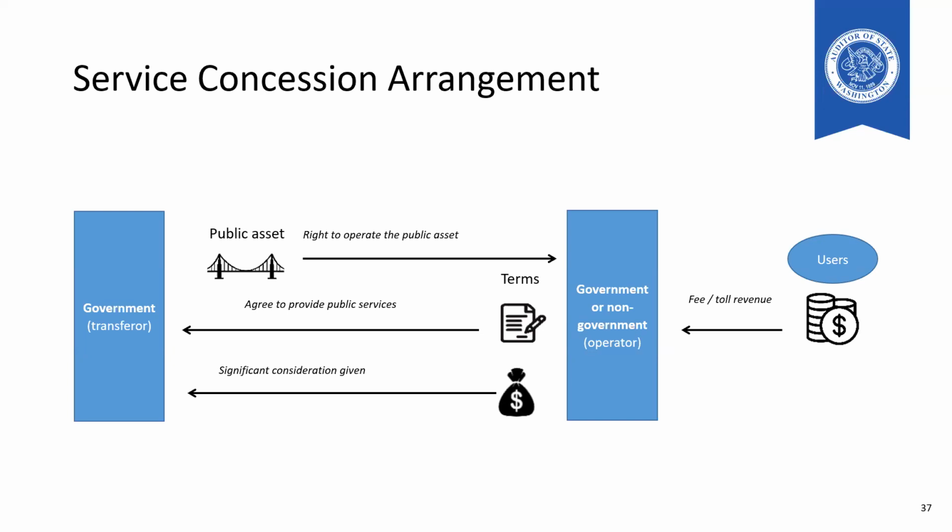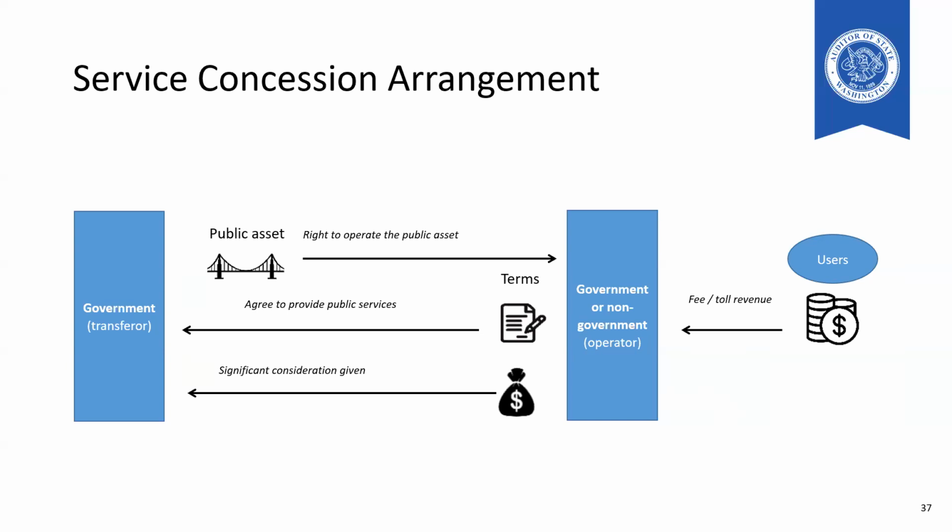An example of an SCA would be a toll bridge. So let's say the government has a toll bridge that needs significant updates or repairs. The operator agrees to perform those repairs, and the transferor continues to own the toll bridge. Paying for those big repairs would be the significant consideration. The transferor is giving the operator the right to use that toll bridge, which is the public asset. And the operator is agreeing to run the toll bridge, which is providing a public service.